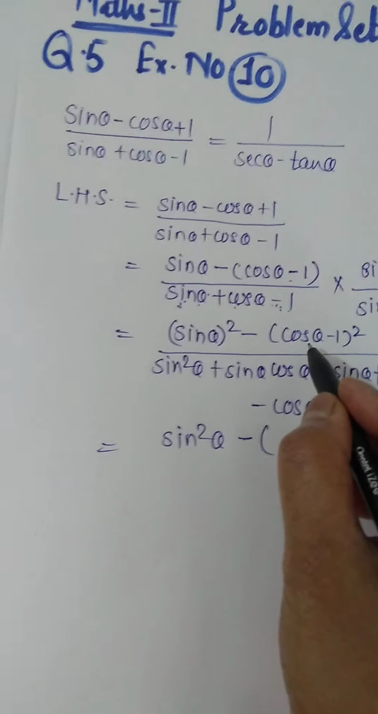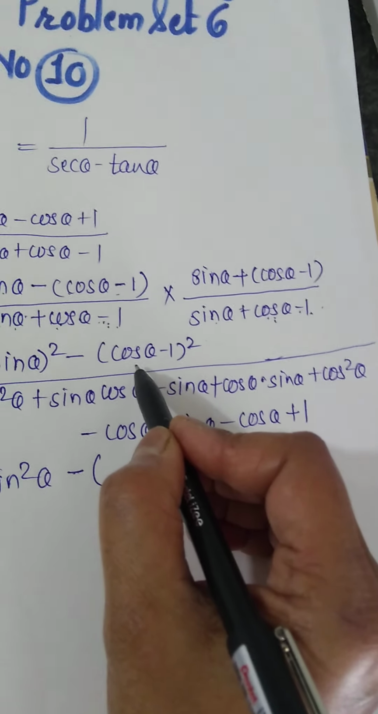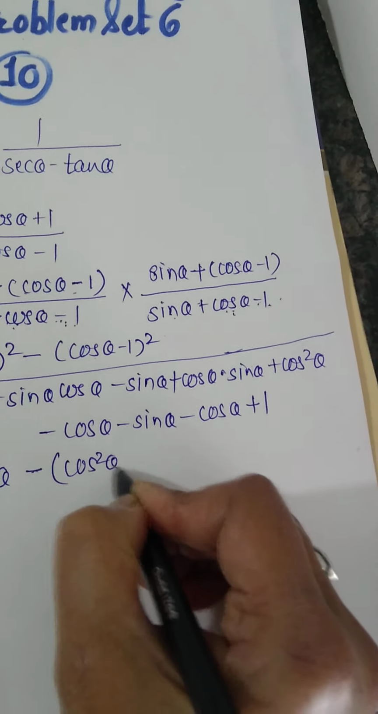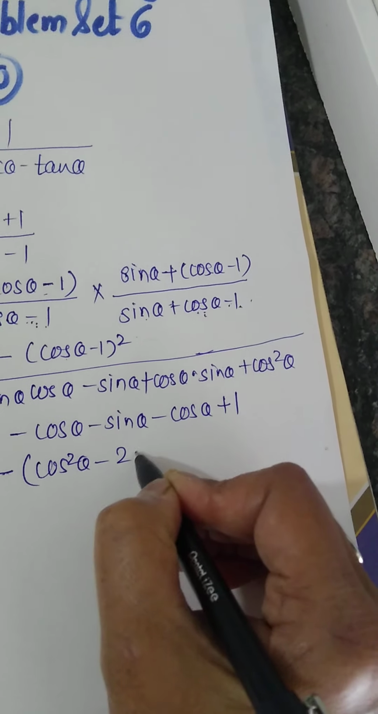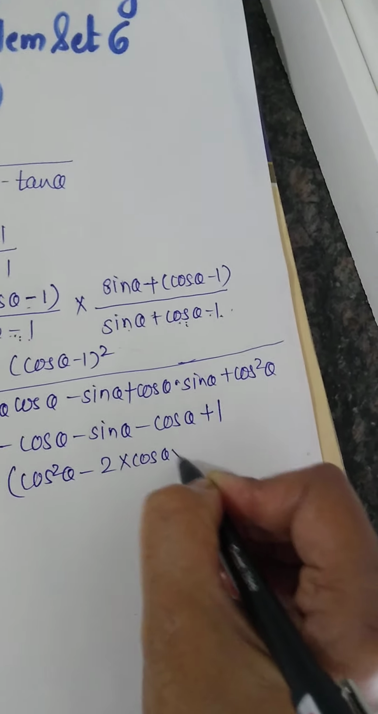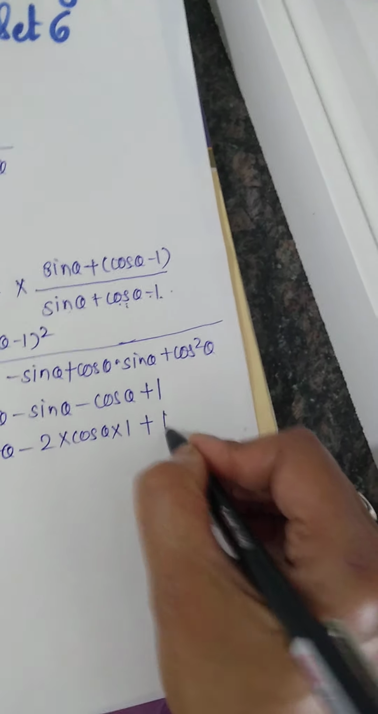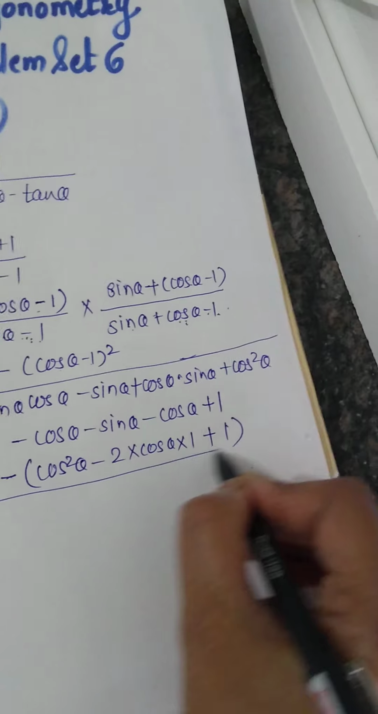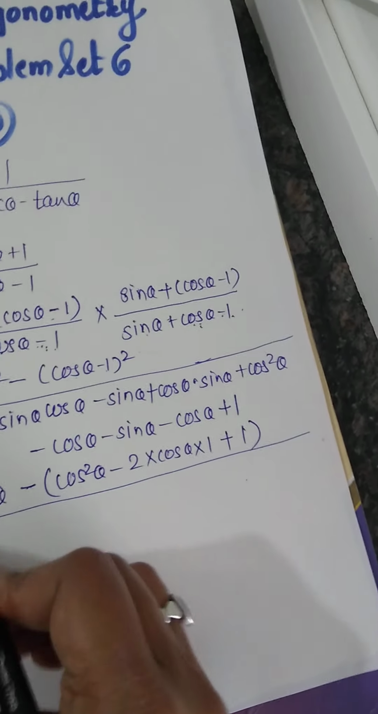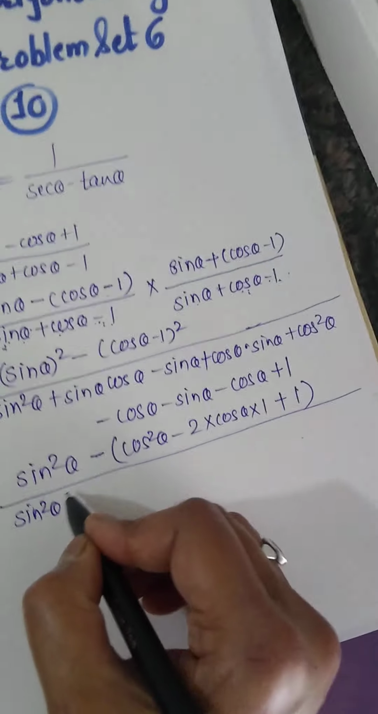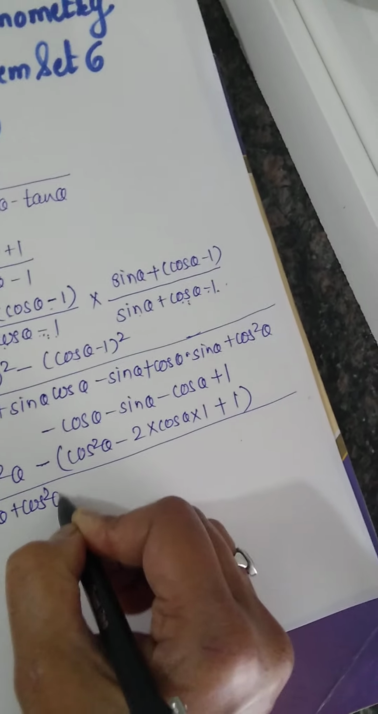Now we solve this bracket, (A − B) whole square. So A square means cos square θ, minus 2AB, that is 2 multiplied by cos θ multiplied by 1, plus B square, it means 1 square, that is 1. So sin square θ, we are taking near to sin square θ, cos square θ. We have written like this.